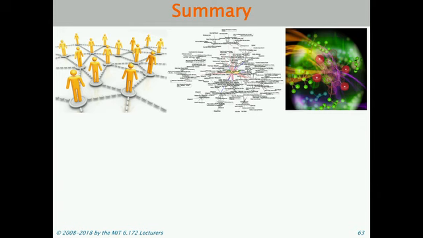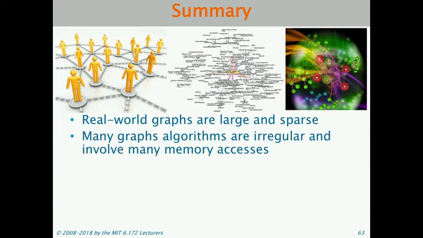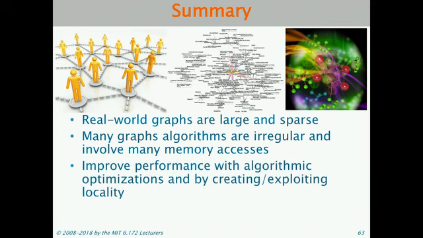Okay, so let me summarize now. So we saw some properties of real-world graphs. We saw that they're quite large, but they can still fit on a multi-core server. And they're relatively sparse. They also have a power law degree distribution. Many graph algorithms are irregular in that they involve many random memory accesses. So that becomes the bottleneck of the performance of these algorithms.